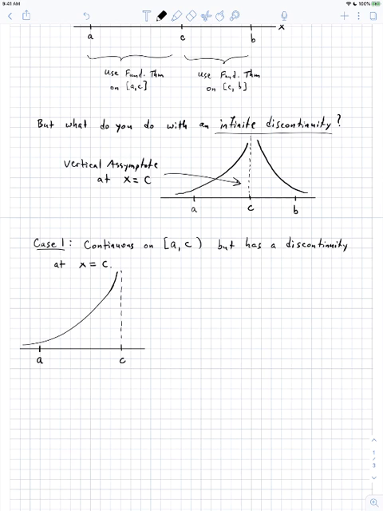So you're continuous on the interval from a to c, but not including c. So that's why we have a bracket for a, because we're including a, but we have a parenthesis for c, because we're not including c. It's continuous from a to c, but not including c. So what do you do in a case like this? So here's the idea. Pick some number, let's call it t. So pick some number t close to c, but to the left of c.